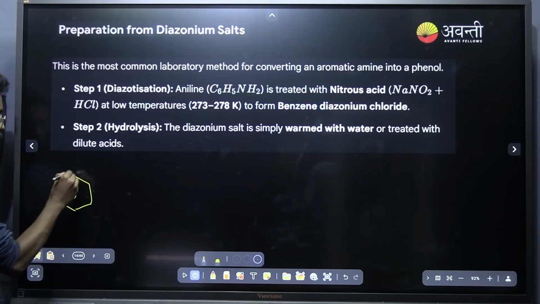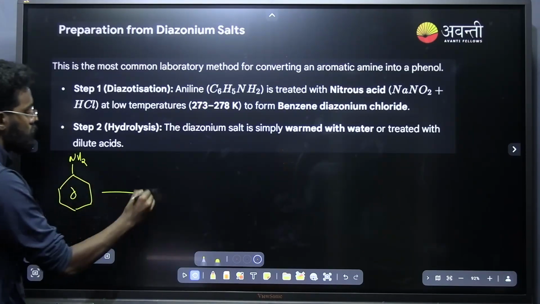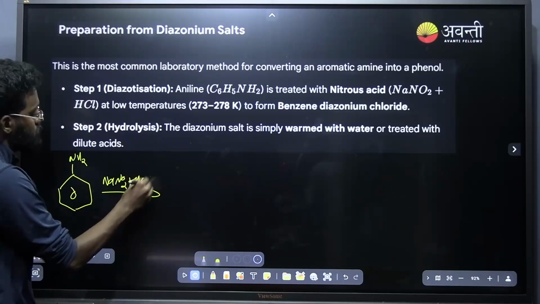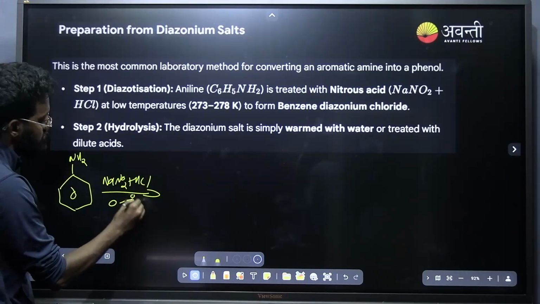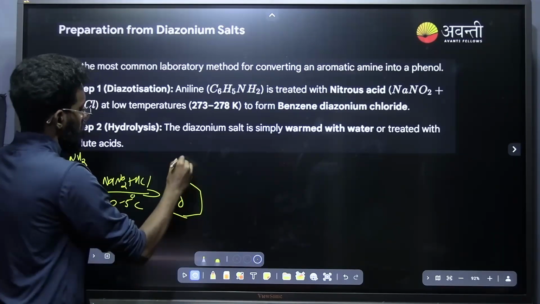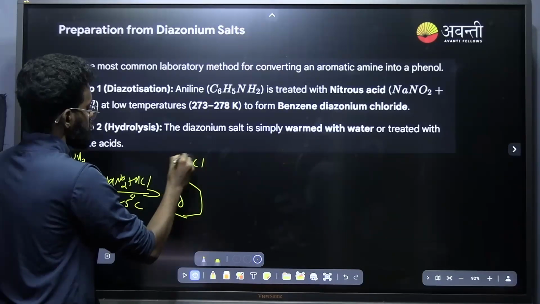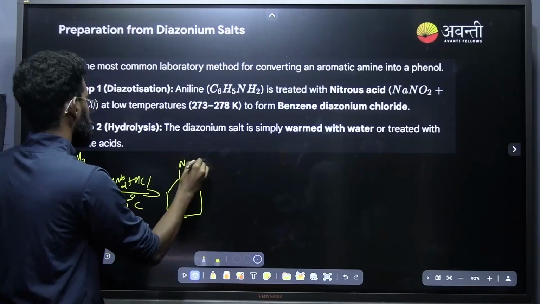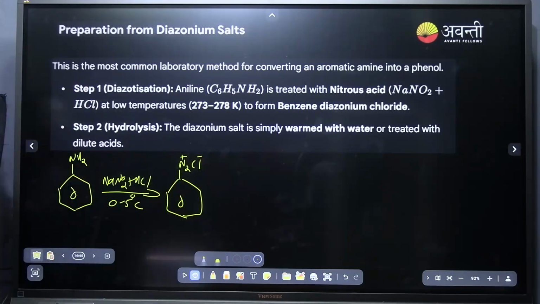reactions of diazonium salt. First of all, NH2 on treating with NaNO2 and HCl at 0 to 5 degrees Celsius, what is going to happen? I will be getting benzene diazonium salt, N2Cl. That is the diazotization process.